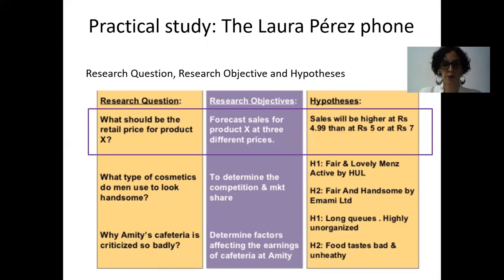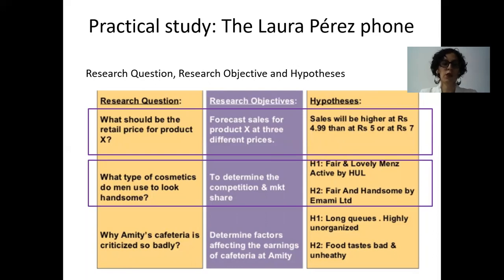at another price. Another comparison that we can do is, for example, the question is, what type of cosmetics do men use to look handsome? The research objective is to determine the competition and market share of men's cosmetics. And the hypothesis is that we believe that these 2 brands, Fair and Lovely Men's Active and Fair and Handsome by Emami, are the 2 leading brands in this category.